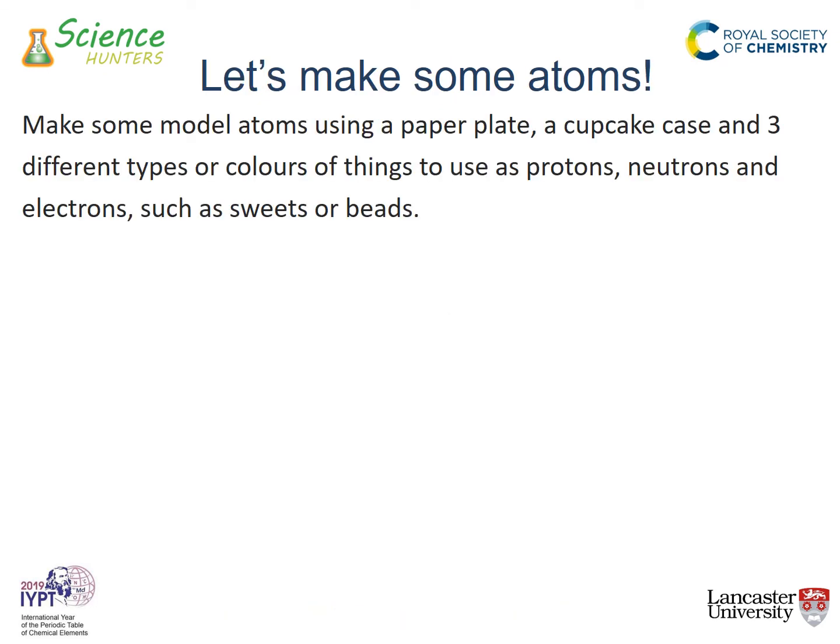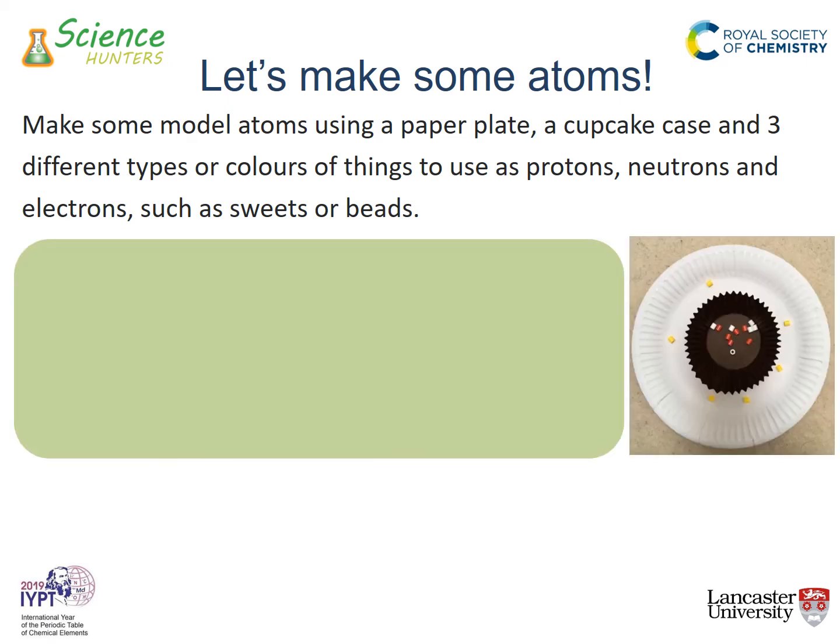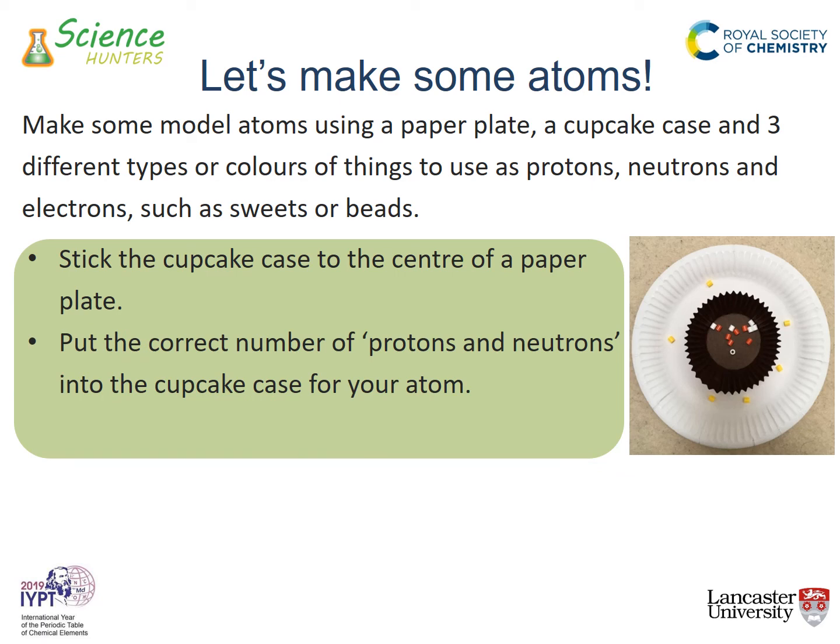So let's make some atoms. You can make some model atoms using a paper plate and a cupcake case and 3 different types or colours of things to use as protons, neutrons and electrons, such as sweets or beads. First, stick the cupcake case to the centre of a paper plate. Then put in the correct number of protons and neutrons into the cupcake case for your atom. Then put the correct number of electrons on the plate outside of the cupcake case.